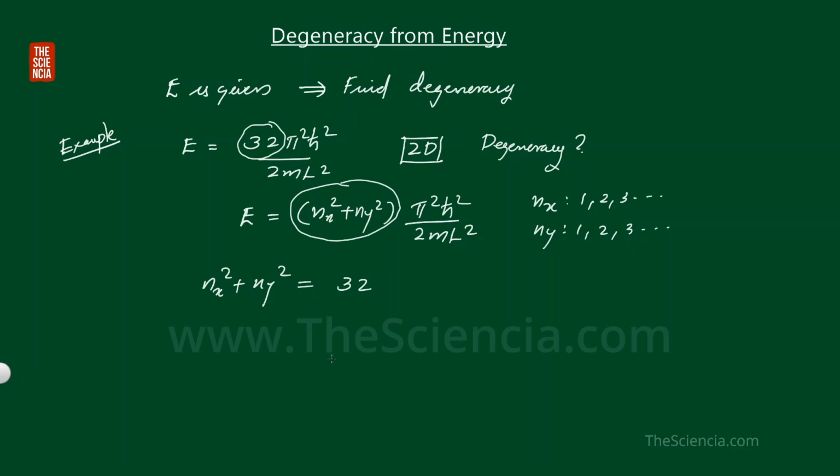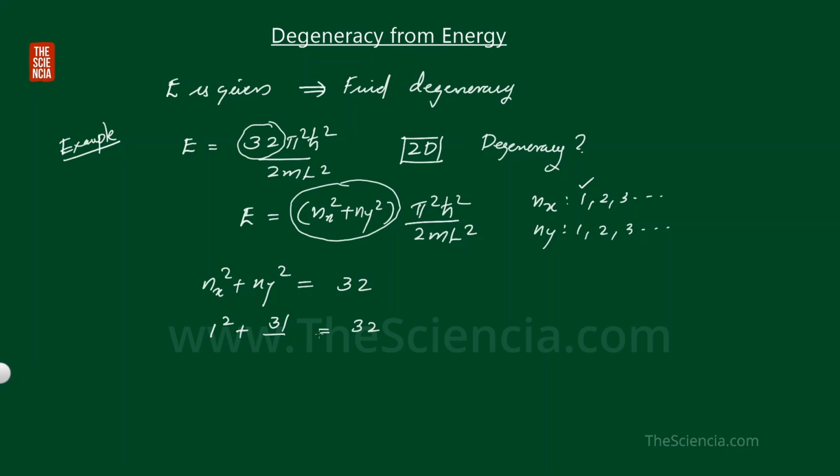So we have to find out what combinations of nx and ny will give this value 32. Okay, so that is what we are going to find out. First I am taking nx equal to 1. That is 1 square plus ny square should be equal to 32. Since 1 is already taken, the remaining is 31. Is any ny square going to give 31?